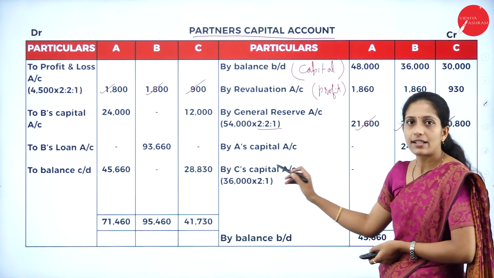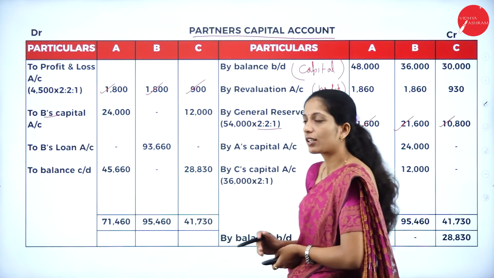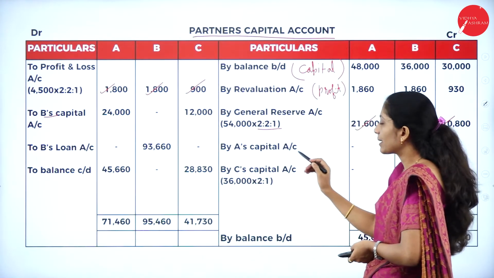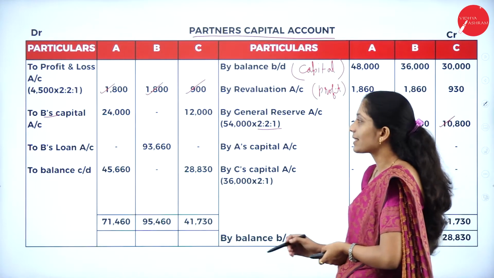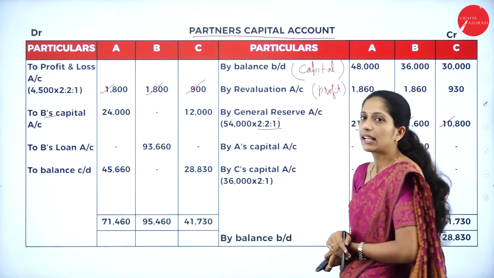Now here A and C are the remaining partners and the retiring partner is B. Hope you are clear with the entry: to A's capital account, to C's capital account, to B's capital account. Now how to calculate the goodwill?